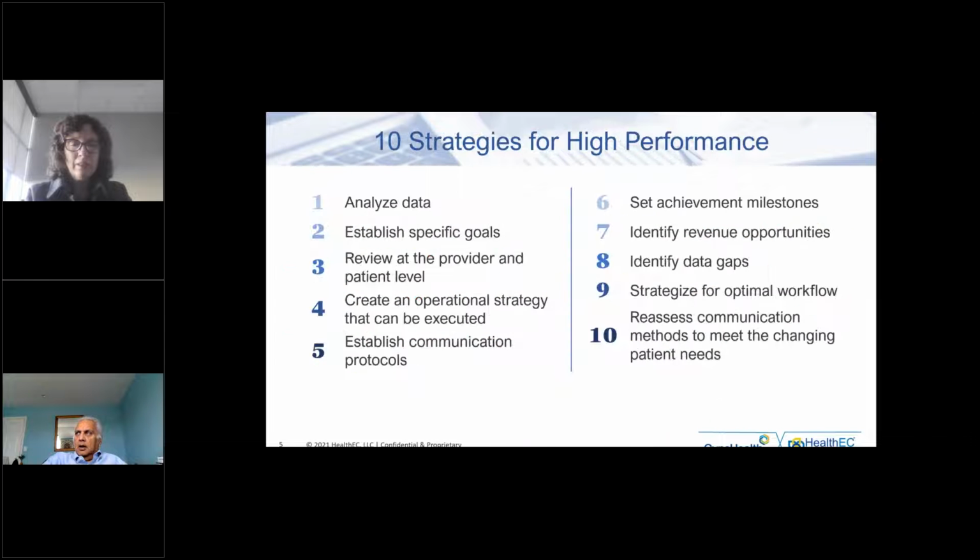Next slide, please. And now we switch to what are the things we should be doing or have in our toolkit to ensure a higher performance.